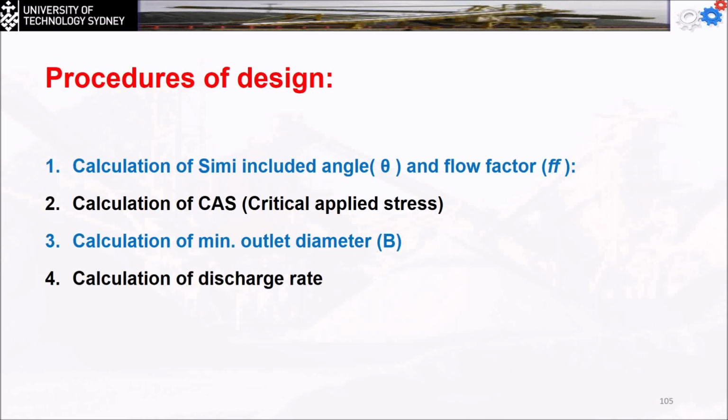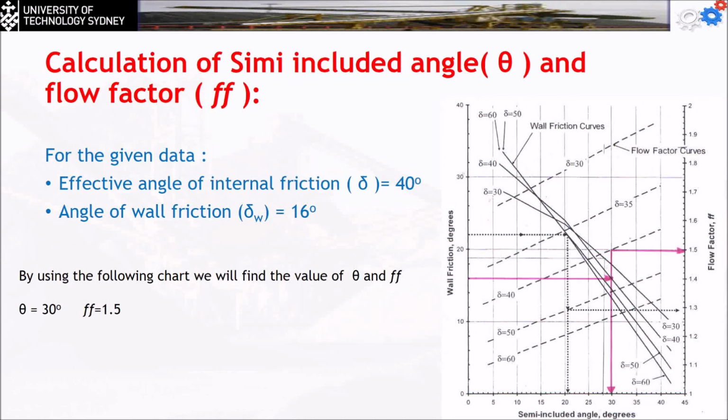So the calculation includes the angle theta, and the flow factor can be simply found. The effective angle of internal friction is given as 40 degrees, and the angle of wall friction is given as 16 degrees. By using the following chart, we will find the value of the theta and the FF as 30 for the theta, and the FF is going to be equal to 1.5.